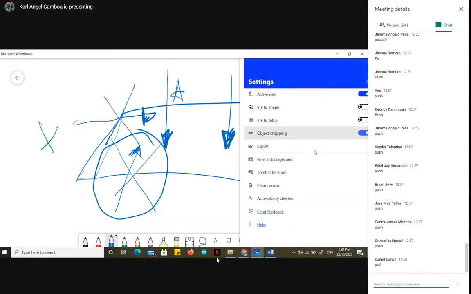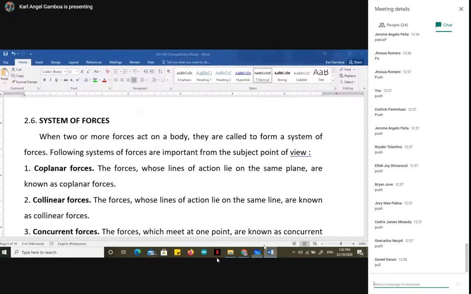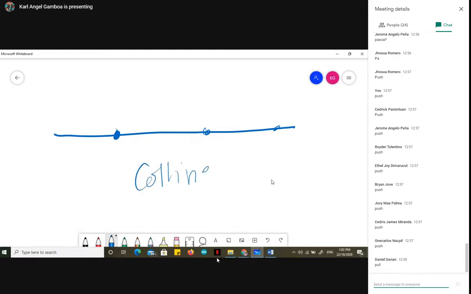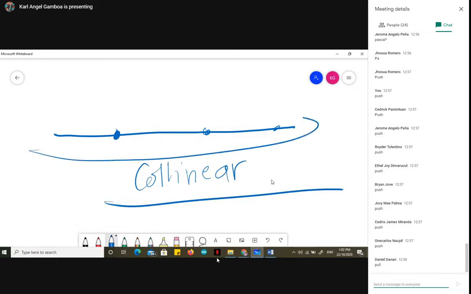Okay? Next. We have collinear. So, forces whose line of action is the same line are also known as collinear. So, ito guys, ang pinakamadali. For example, now, we have a line here. So, for example, may nag-act dito na force, may nag-act dito na force, may nag-act dito na force. So, all of these guys are what we call collinear. Okay? So, they are lying at the same line kapag ikaw ay collinear.